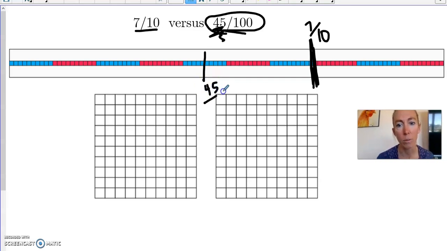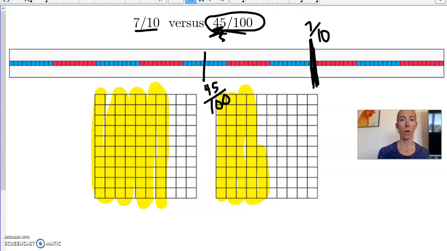So what do we got? Can we make our comparison? Heck yeah, we can. And if you're like, well, I really want to shade it out, okay, do it. 1/10, 2/10, 3/10, 4/10, 5/10, 6/10, 7/10. Whoa, that is a lot. Yes, it's getting close to one whole whatever we're talking about. And then 45, I could go 1, 2, 3, 4, 5, 6, or I could just go, well, that's the same thing as 4/10 or 40 cents plus 5 more. 1, 2, 3, 4, 5.